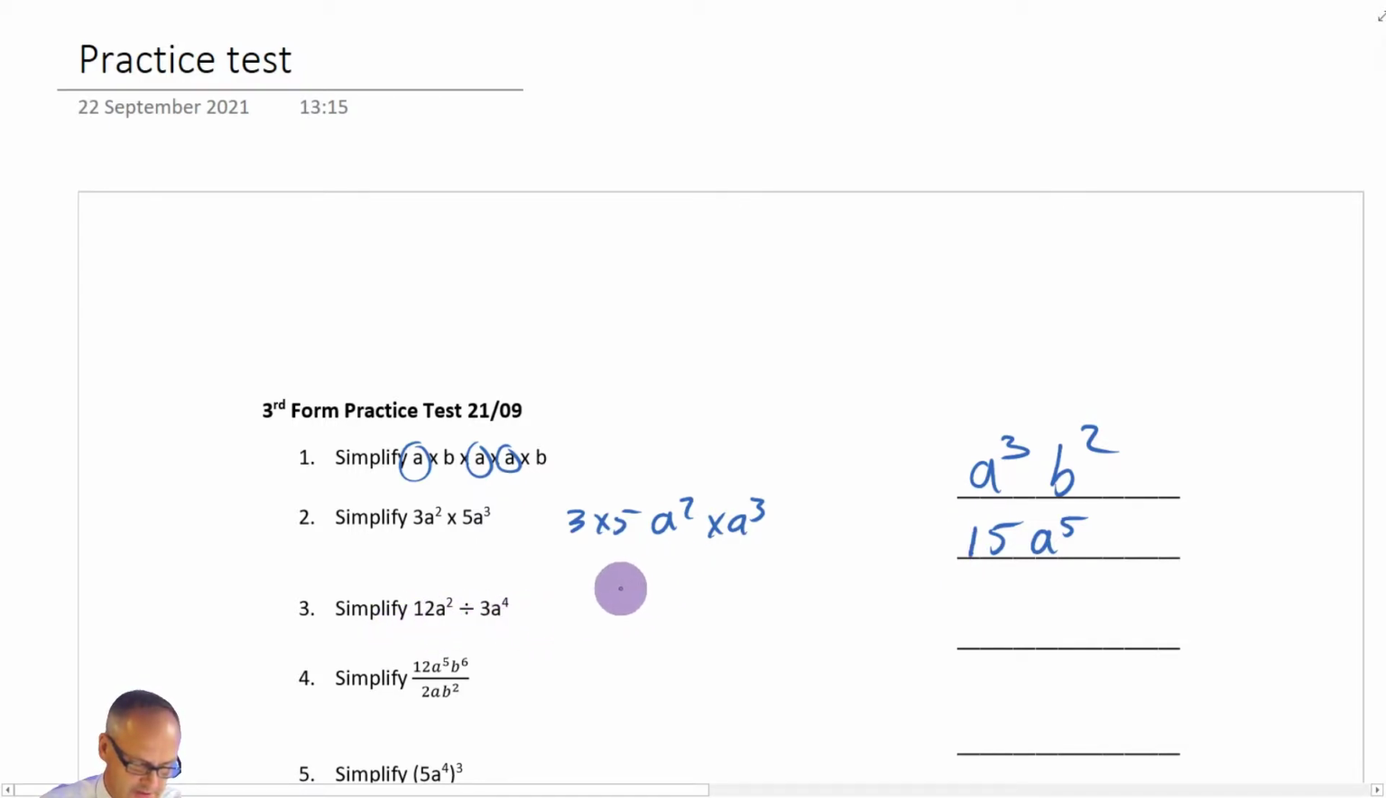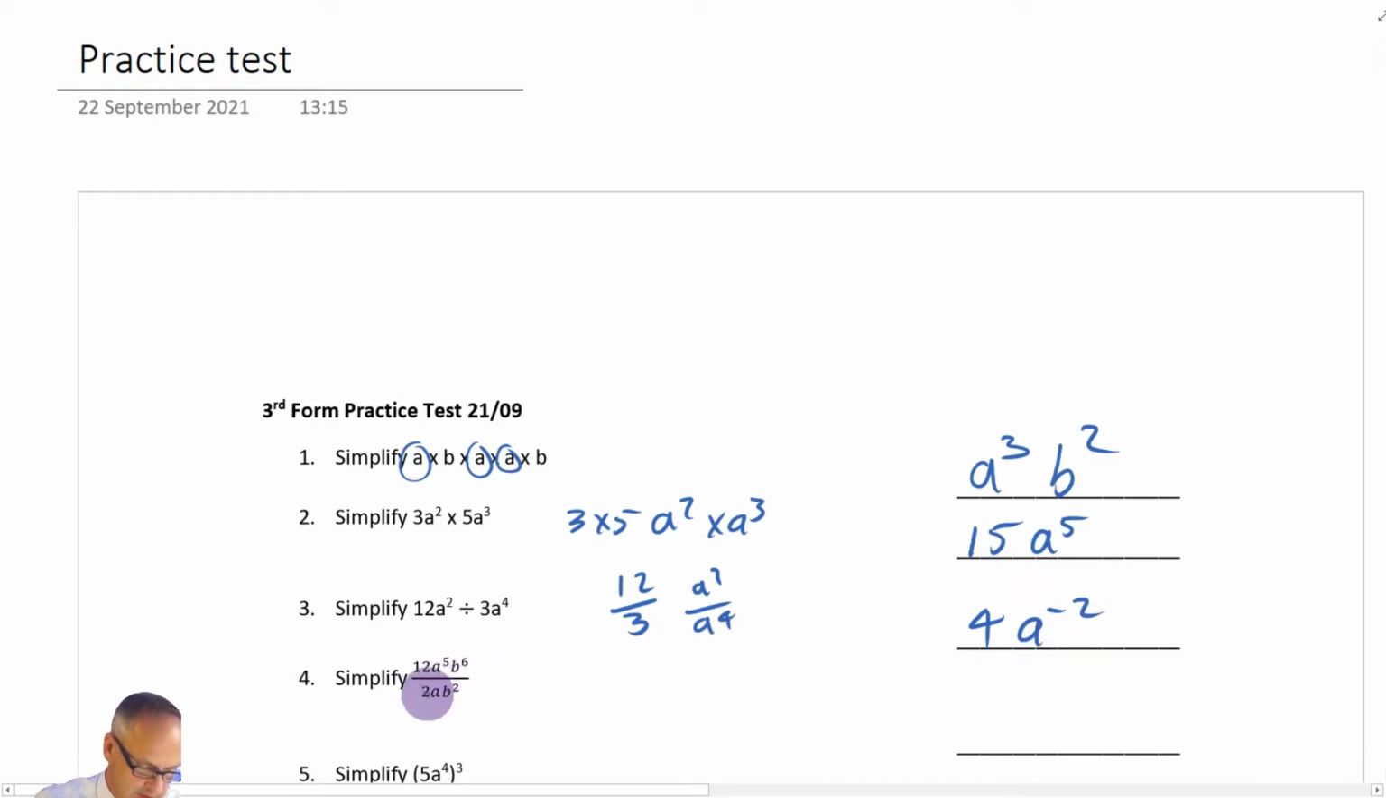We want to simplify this. So we have the 12 divided by 3, put the numbers together. We have a squared divided by a to the 4. So 12 divided by 3 is 4. And a squared divided by a to the 4, we take away the indices because we're dividing. So we get a to the minus 2.